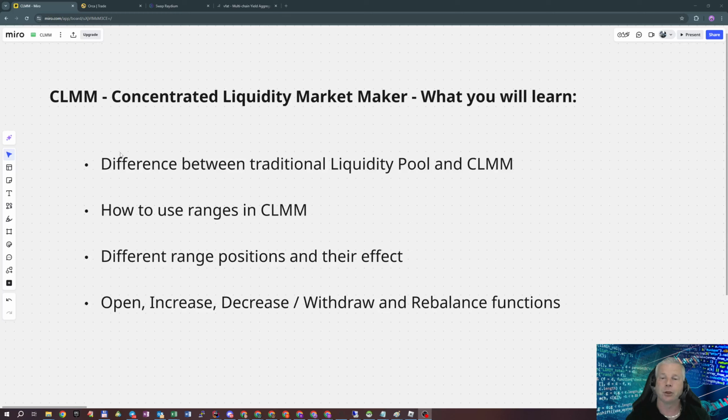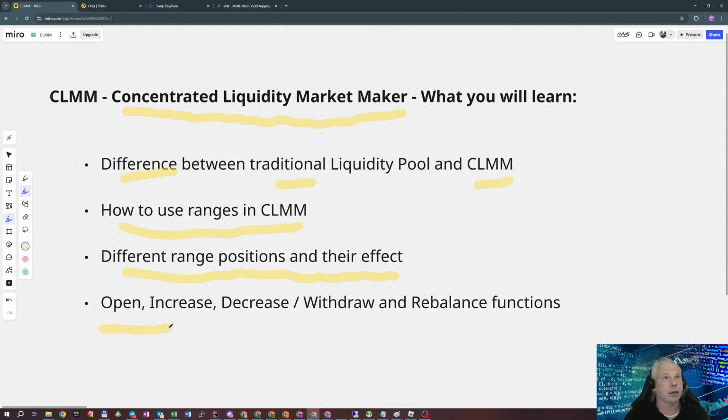So what you will learn today from this presentation will be, at first, CLMM, it's a difficult abbreviation, Concentrated Liquidity Market Maker. So we will see what is the difference between a traditional liquidity pool and the CLMM, how to use the ranges and how they work, the different ways of taking positions, setting them up, and the effect it will have, and several actions on how to handle it.